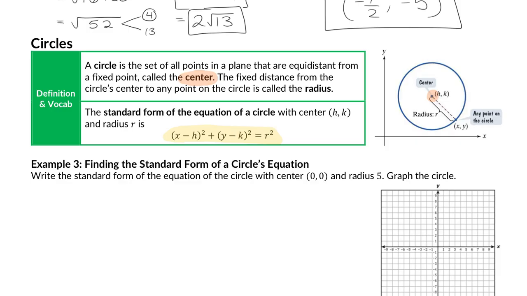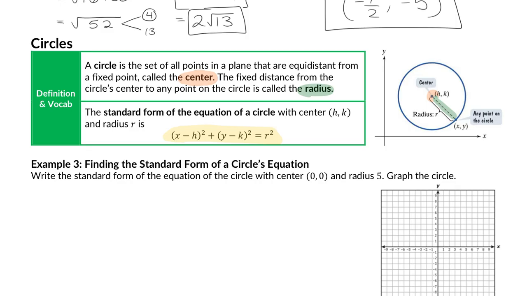That is orange. And then the fixed distance from the circle's center to any point on the circle is called the radius. So what we've done is we've taken the distance formula, the distance between the center and the edge of the circle, and we've made it consistent. This distance is going to be the same as this distance, is going to be the same as this distance, and this distance, and this distance. That's a radius of a circle.